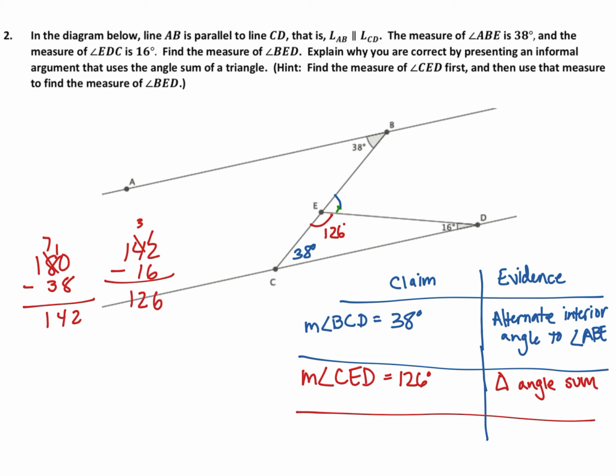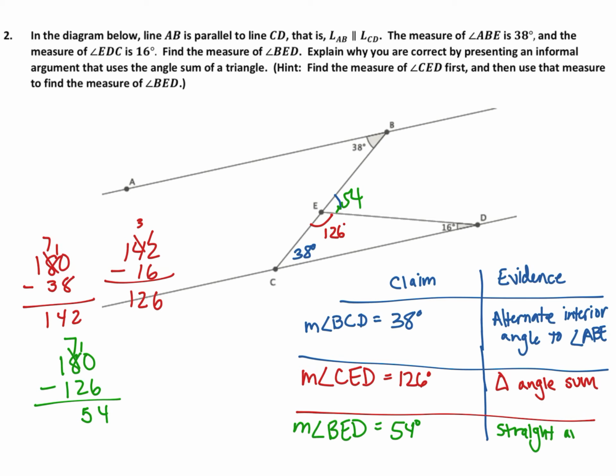Now, we know that a straight angle is 180, so whatever the other one is plus 126 will make 180. So this angle should be 54. So we're going to say the measure of angle BED is 54 degrees because of straight angles. This line here makes 180 degrees, and if you add 126 and 54, you get 180.